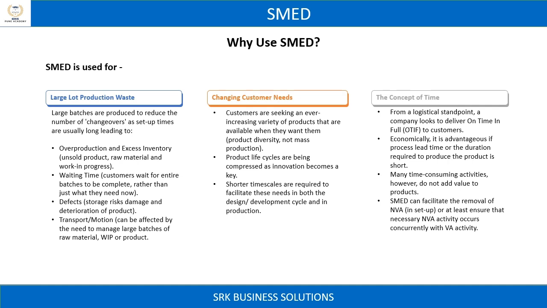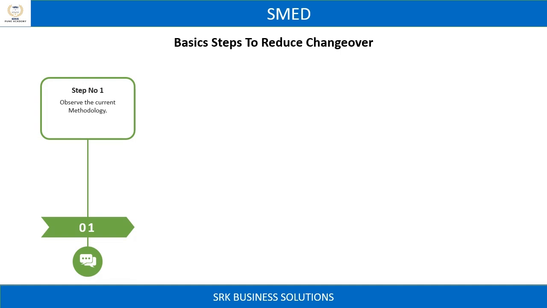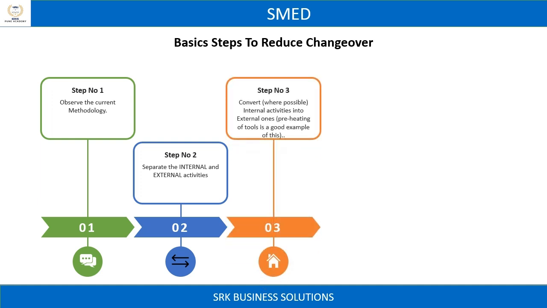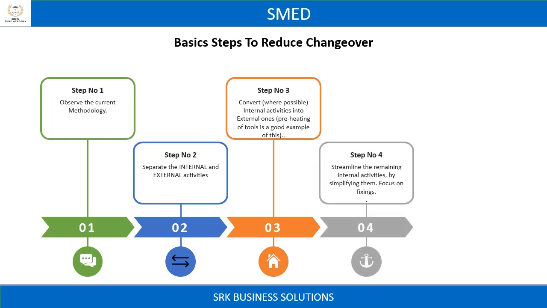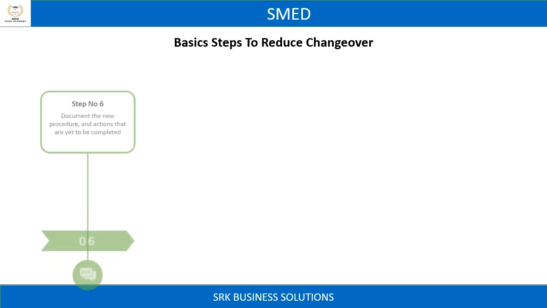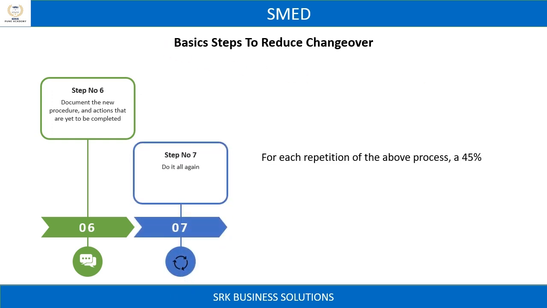Now we will understand basic steps to reduce changeover. Step 1. Observe the current methodology. 2. Separate the internal and external activities. 3. Convert internal activities into external ones. 4. Streamline the remaining internal activities by simplifying them. 5. Streamline the external activities so that they are of a similar scale to the internal ones. 6. Document the new procedure and actions that are yet to be completed. 7. Do it all again.